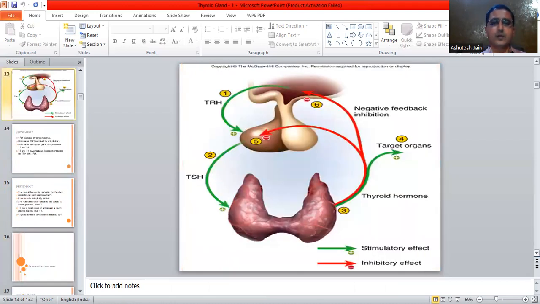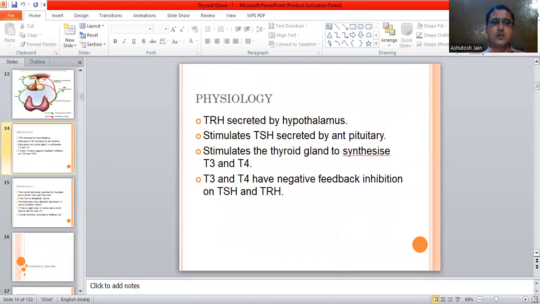Okay, so first there is TRH, negative feedback inhibition, then TSH, then thirdly stimulatory effect, thyroid hormone target organs. Physiology. TRH is secreted by the hypothalamus, stimulates TSH secreted by the anterior pituitary, which stimulates the thyroid gland to synthesize T3 and T4. T3 and T4 have negative feedback inhibition on TSH and TRH.